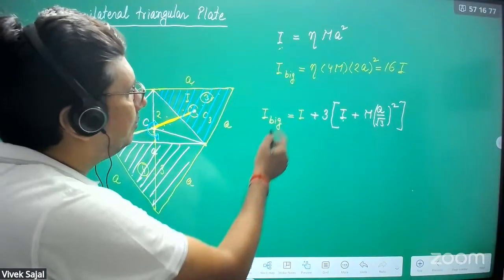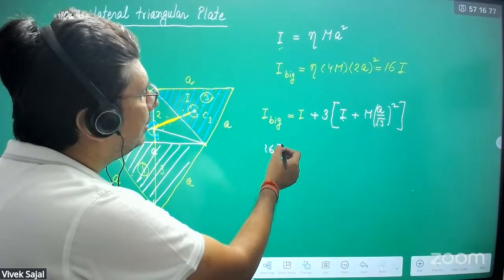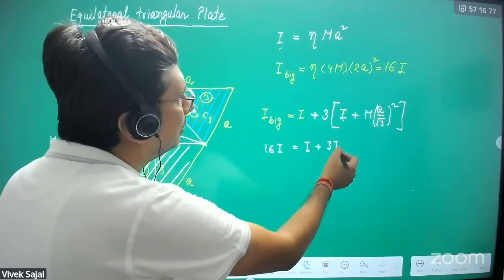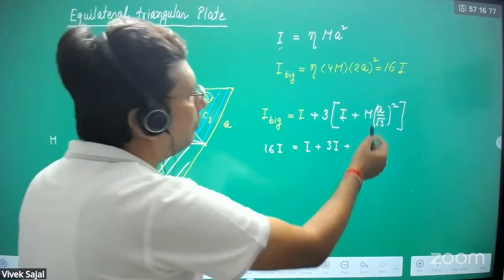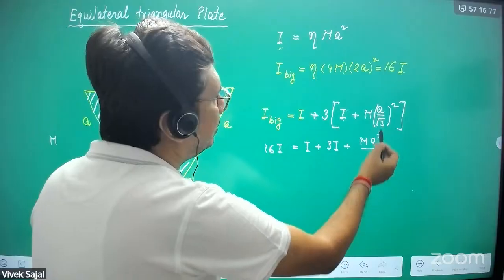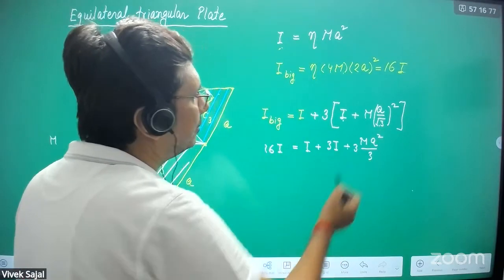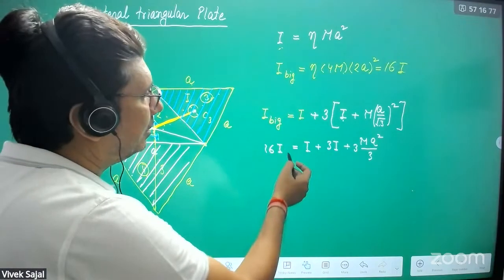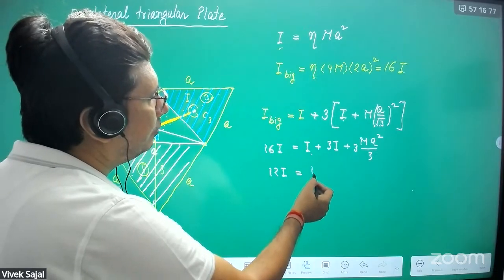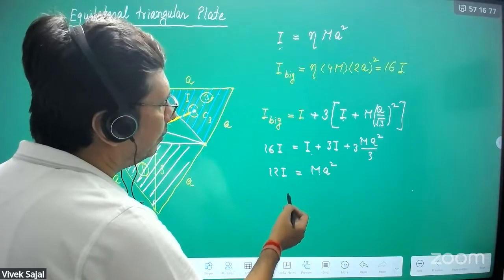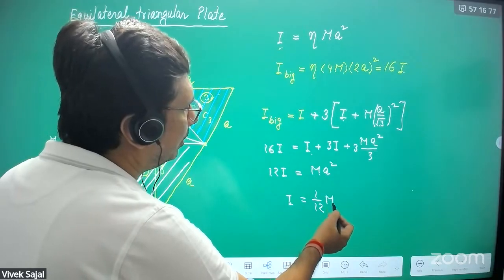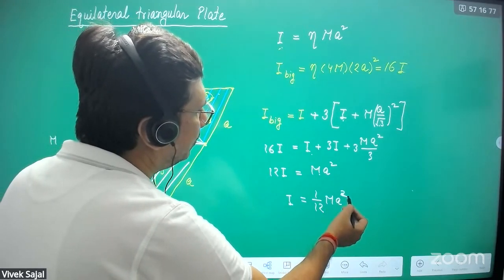So what is I big? I big is 16 I beta. 1 I is here plus 3 I is here. Okay? And this will be MA square, and this will be here root 3 square. This will be 3, and 3 will be here. So make it, this is 4, this is 16. So this will be 12I. And on this side, you are going to have MA square. So I will be equal to 1 by 12 MA square. This is the answer. This is MA square.